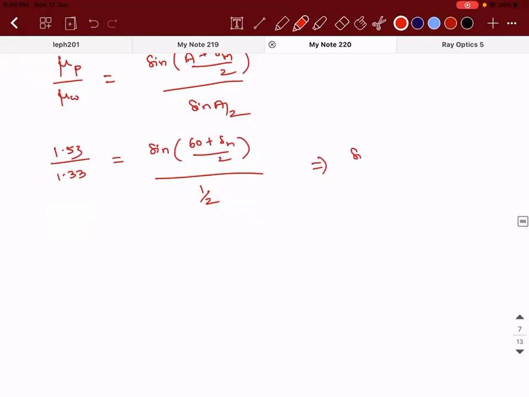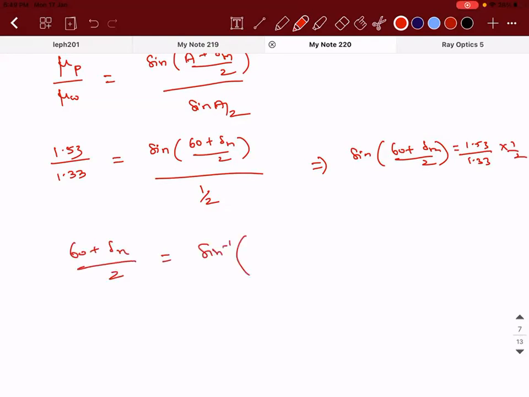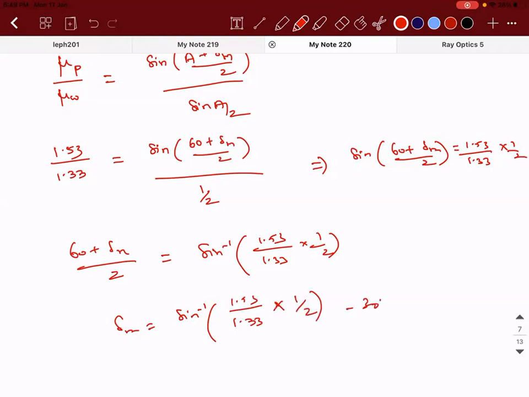So which implies sine of (60 plus delta M) divided by 2 is equal to 1.53 by 1.33 into half. So (60 plus delta M) by 2 is equal to sine inverse of 1.53 divided by 1.33 into half. So 60 by 2 is 30. Delta M will be equal to sine inverse of 1.53 divided by 1.33 into half minus 30 degrees. Clear?